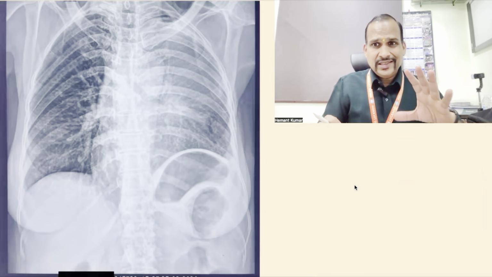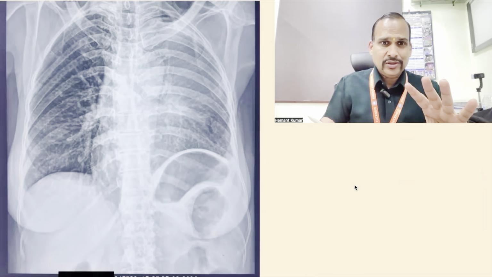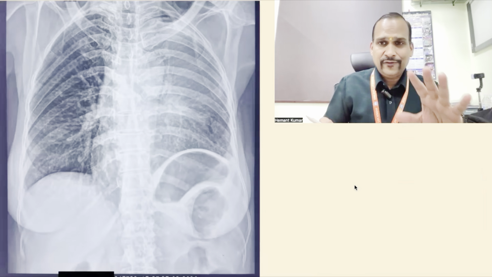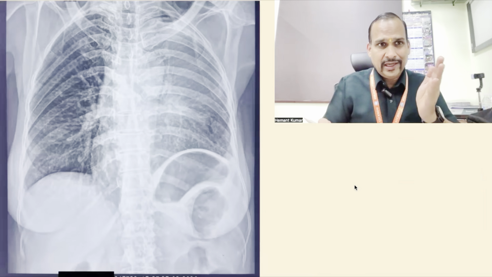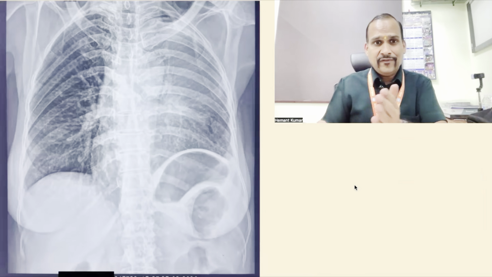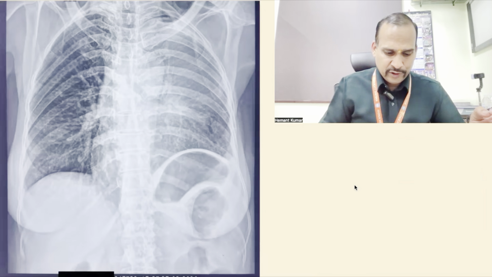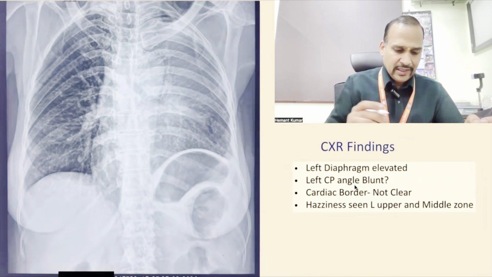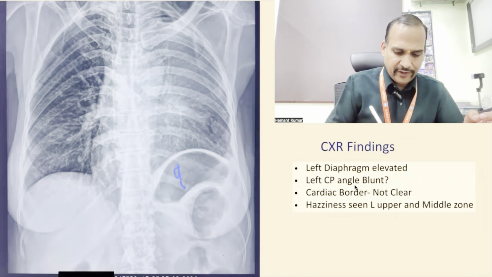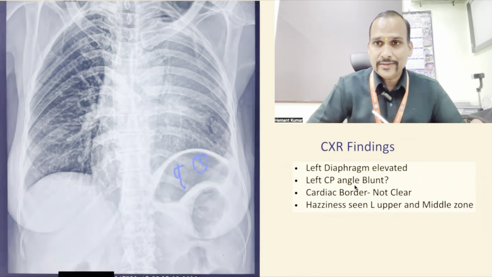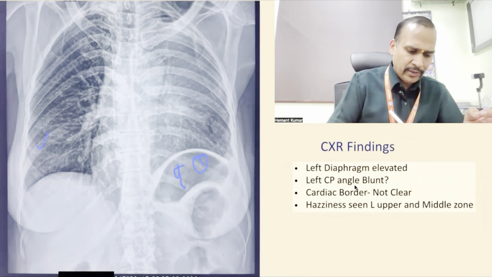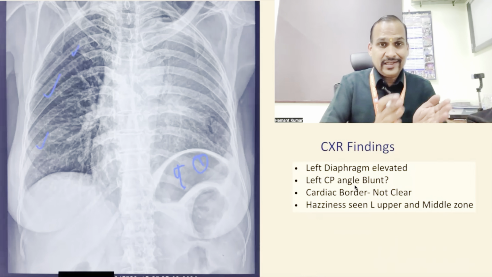So you have to see this x-ray very carefully, because if you see this x-ray carefully you can reach a diagnosis, or you can have high suspicion of what you are dealing with. Okay, so try to see this x-ray carefully. In this x-ray you can see there is elevation of diaphragm. Can you appreciate? Okay, right side is normal, everything is there in left side.